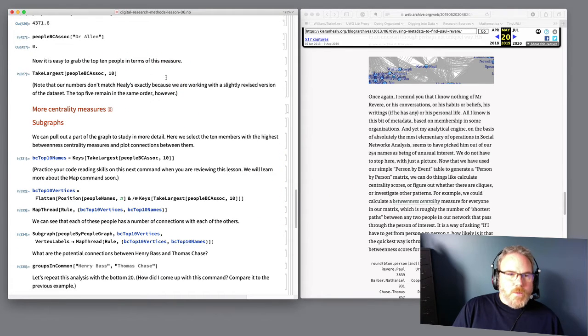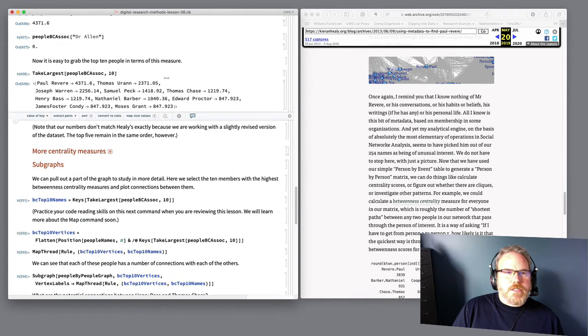We can also take the largest 10, and in this case, our numbers are not going to exactly match Healy's because our data set is slightly different. But Paul Revere still has the highest betweenness centrality measure, and the top 5 people here are in the same order as they are in his calculation.